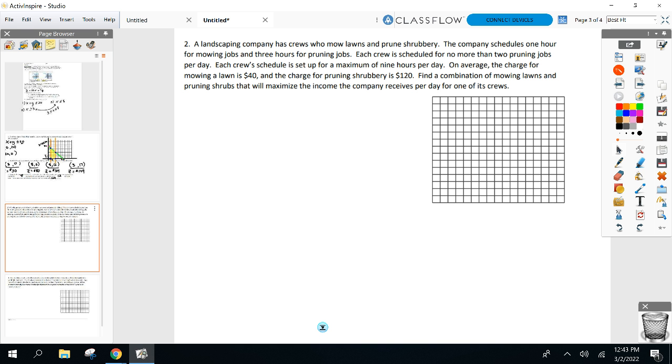So now I got it all in one. First thing, define your variable. Second thing, write your Z equation. Little landscaping in the house now. Gonna mow some lawns and prune some shrubs.